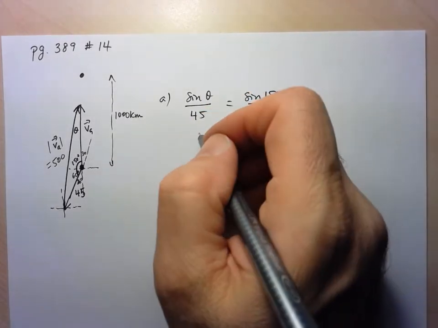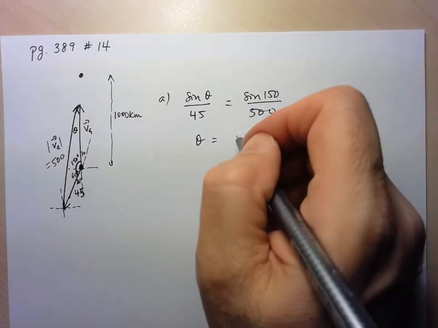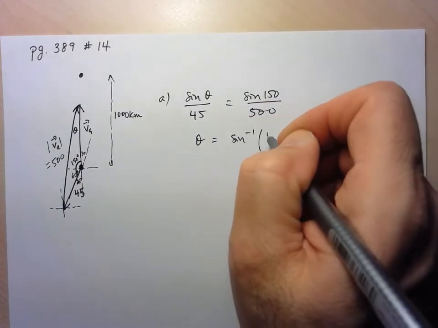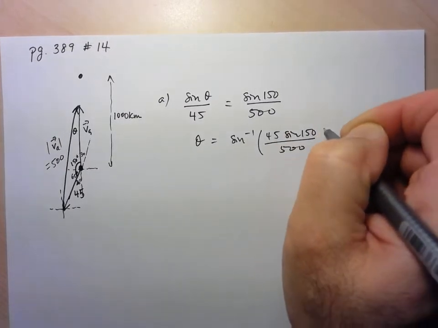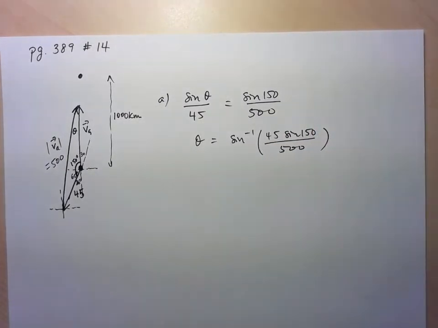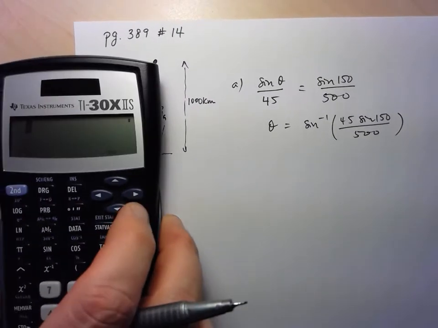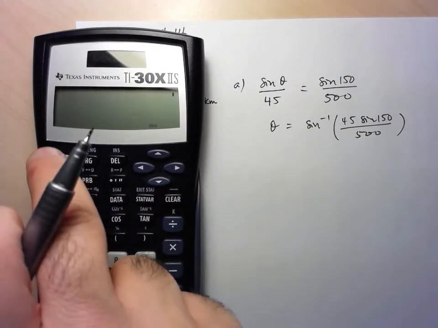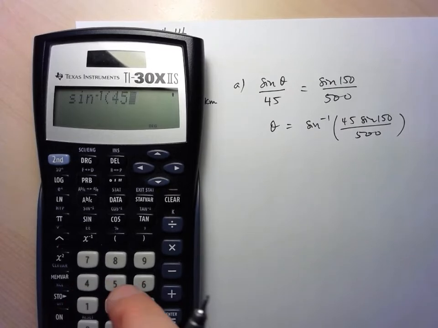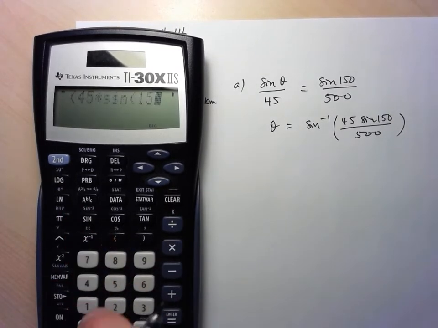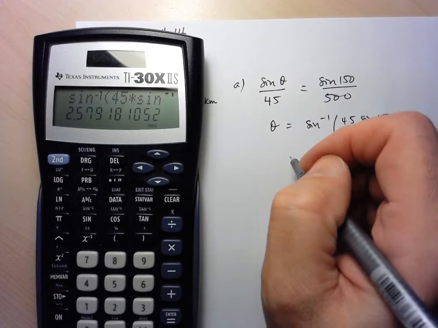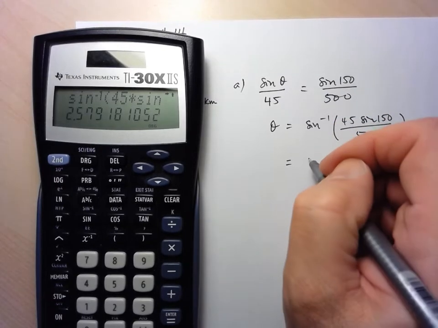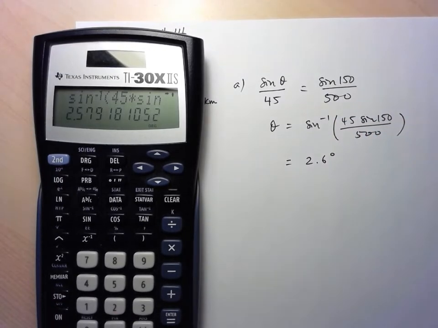Theta then is just going to be inverse sine of 45 sine 150 over 500. Okay, so let's just calculate that. So we have sine inverse of 45 times sine 150 divided by 500. And we have 2.6. Okay, so it's a small angle, but that doesn't look too surprising. So there's 2.6 degrees.